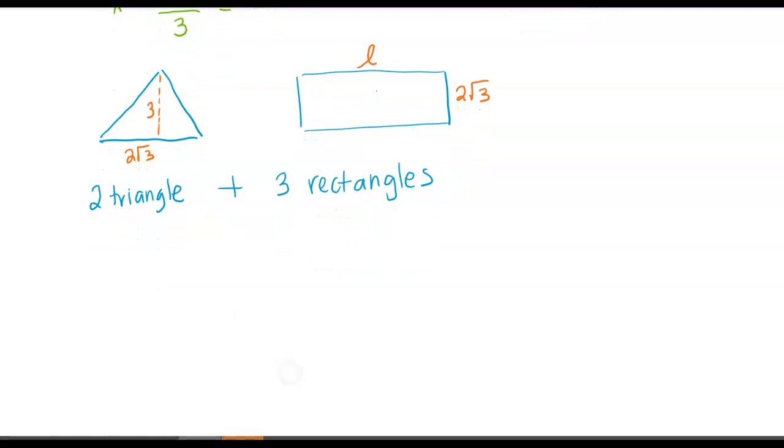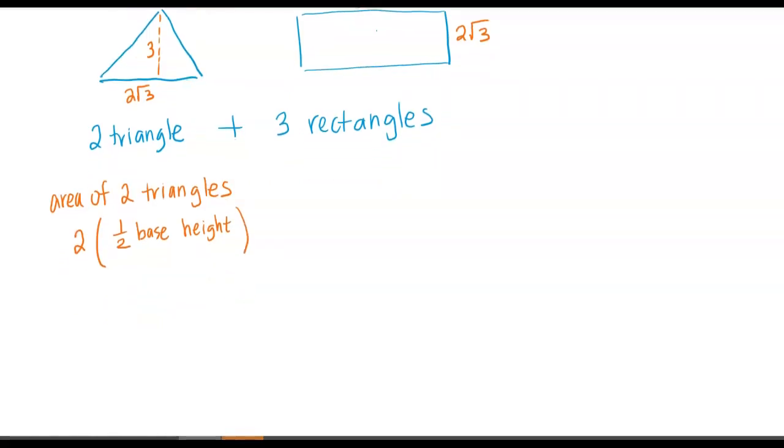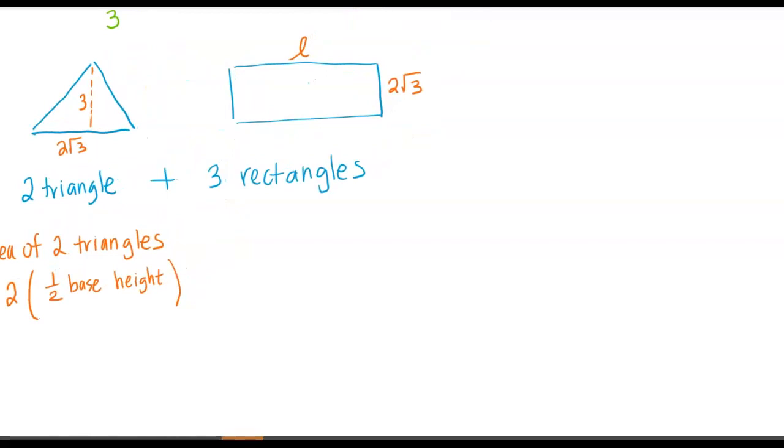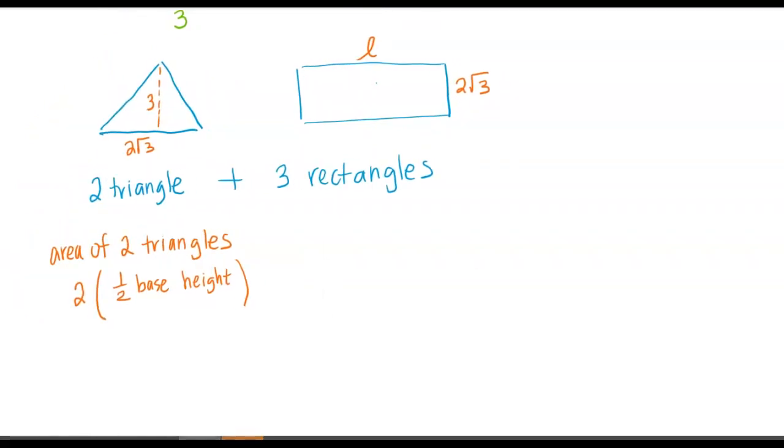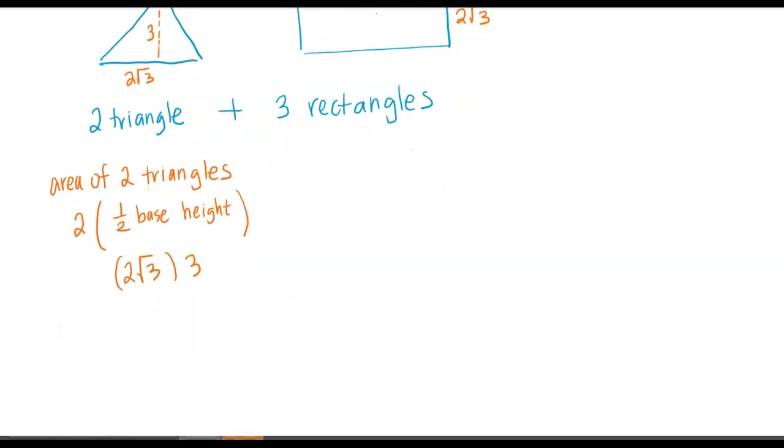So the area of two triangles is going to be 2 times 1/2 base times height, right? So that 2 and the 1/2 will cancel. The base of this triangle is 2 square root 3, and the height is 3. So I think the total area of the two triangles is going to be 6 times the square root of 3.